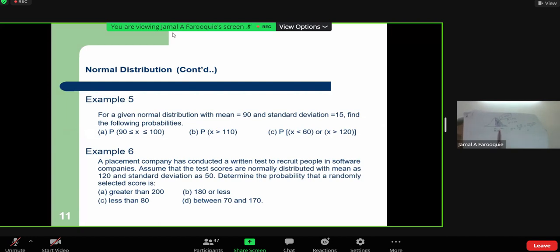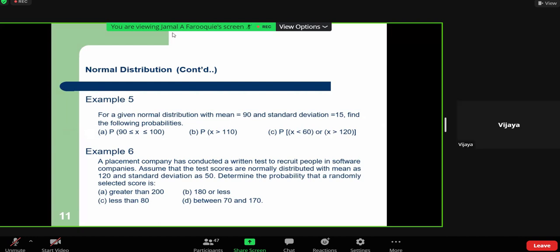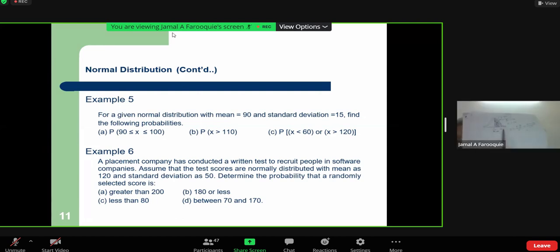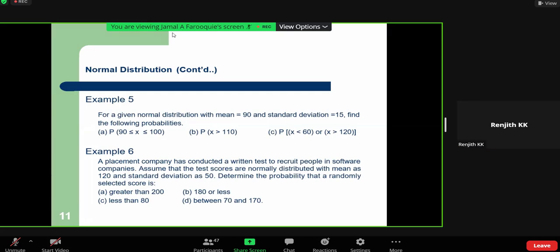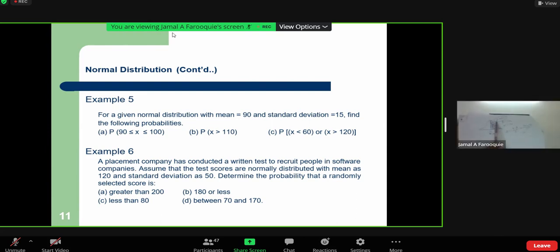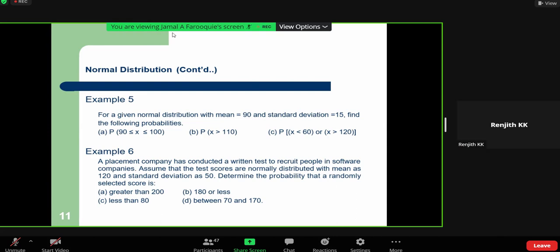And we are interested in which area? Beyond that. The right side. So what will we do? From mean to its end, how much is the total area? 0.5. So what we do? 0.5 minus 0.4452 will give you this probability. 0.0548.